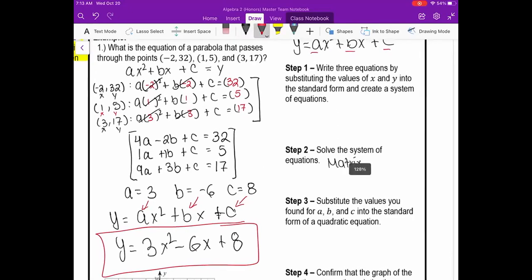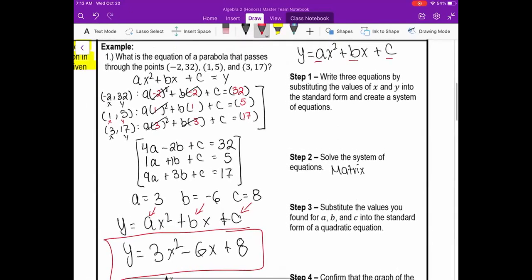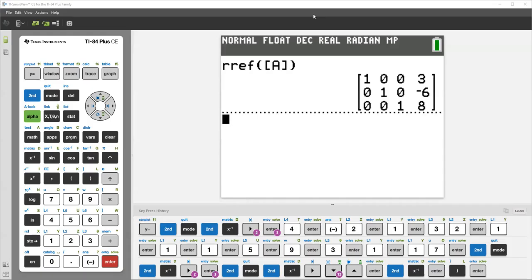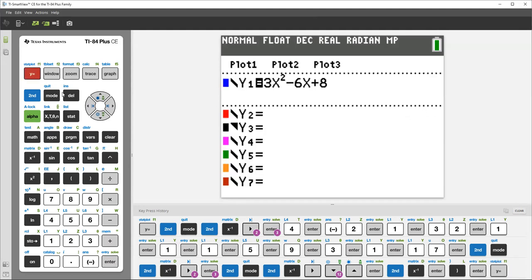Okay, so we can go ahead and check our answers and make sure that those points are actually on the graph by plugging it into the calculator. So let's go ahead and quickly do that. All right, so now that we know what our equation is, we want to check our answer. We want to see if the points that we used are actually on the graph. So let's go ahead and graph this. I've got y equals, and I already have the equation there, 3x squared minus 6x plus 8.